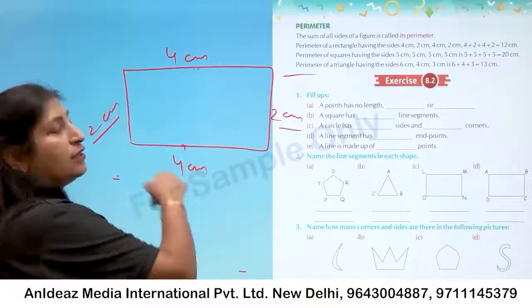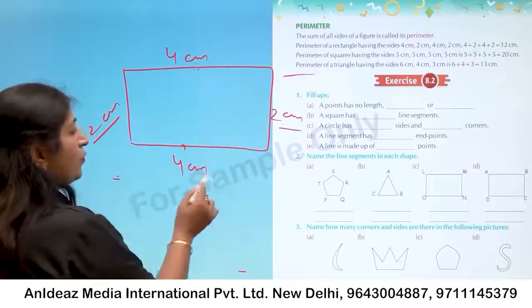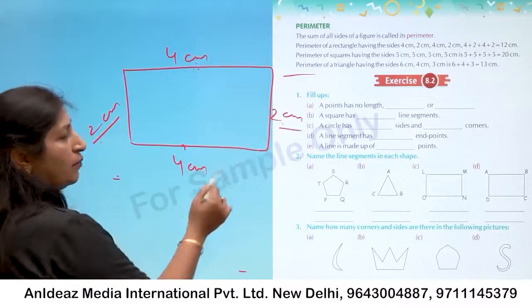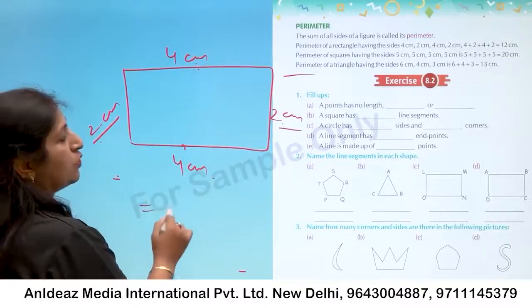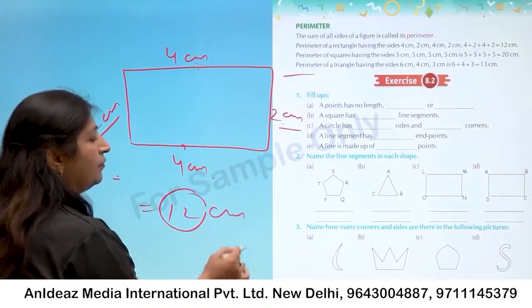So now add these 4 lengths to get the perimeter of this rectangle. 4 plus 2 plus 4 plus 2. 4 plus 2 is 6, plus 4 is 10, plus 2 is 12. So 12 centimeter would be the perimeter of this rectangle.